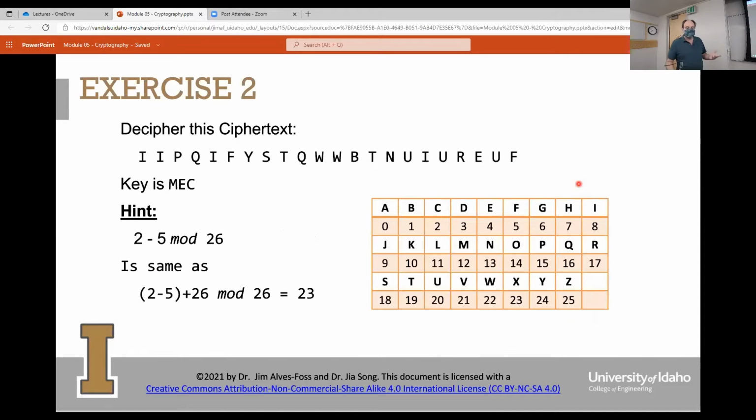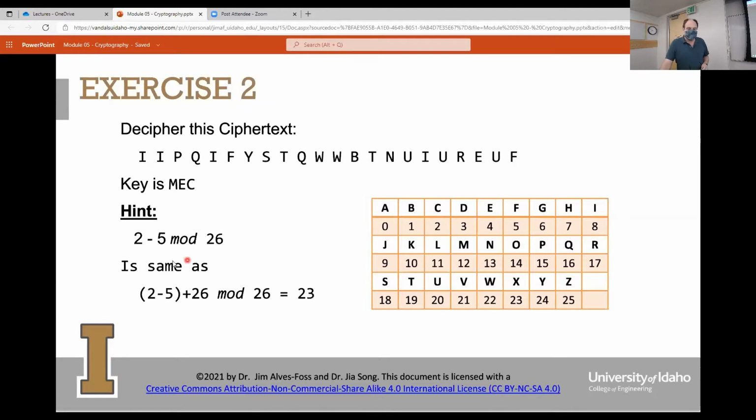So let's look at this one where the key is MEC. How would you decipher this? Right? You subtract the key instead of adding it, so you get back to the original. So here, I've got an I, which is an 8, M is the key, which is a 12, 8 minus 12 is -4. Wait, it's a negative. And I want to do the remainder. I hate that.